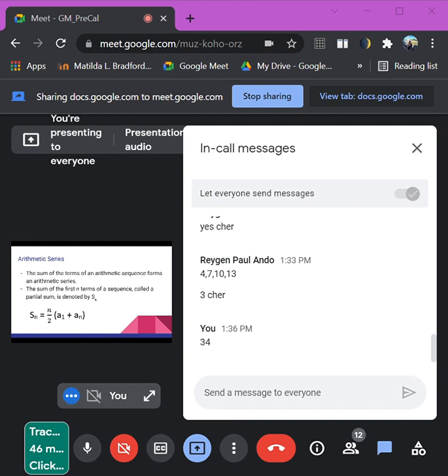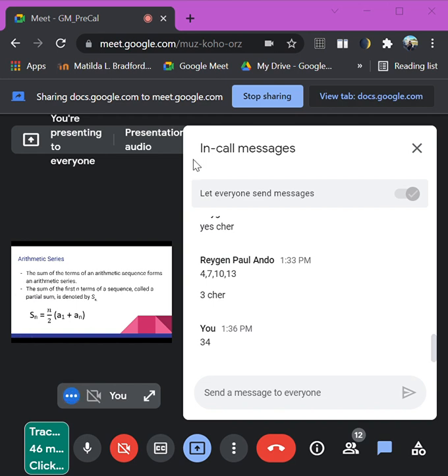Yes, that is what you are looking for. So it is the first 10 terms. You are going to substitute 10 and then put your first term, which is 4. Then for A sub n, we cannot use this one. You can only use A sub n if the ending term is given.